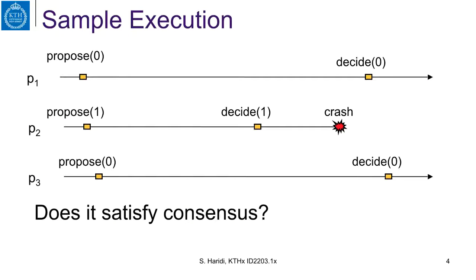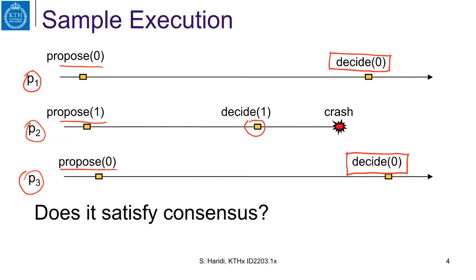So here is a sample execution where we have three processes, P1, P2, and P3. P1 proposes the value 0, P2 proposes the value 1, and P3 proposes the value 0. P2 decides on the value 1 and then crashes. P1 decides on the value 0, and P3 decides on the value 0. So does this satisfy consensus? And the answer is yes, because in regular consensus, we do not care about crashed processes.